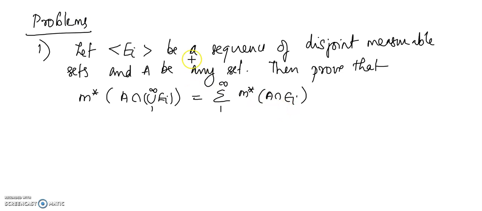The first problem is: let the sequence Ei be a sequence of disjoint measurable sets and A be any set. Then we need to prove that m star of A intersection union 1 to infinity Ei is equal to summation 1 to infinity m star of A intersection Ei. So let us look at the proof.